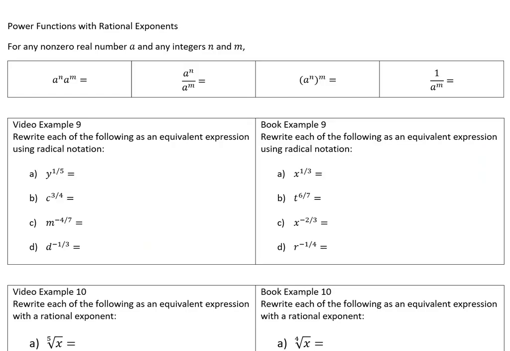When we're dealing with exponents, we want to recall some of the basic exponential rules. A to the n times a to the m means you're going to add the exponents, so that's n plus m. A to the n divided by a to the m, we're going to subtract the exponents, so that's n minus m. A to the n, the whole thing to the power of m, means you're going to multiply those exponents. And 1 over a to the m means that you're going to turn that power of m into a negative power. And so there we go.